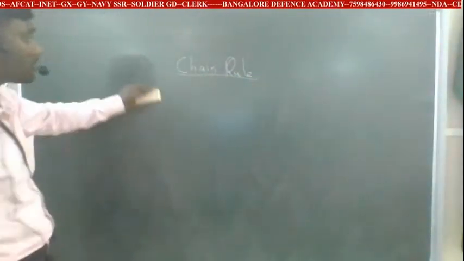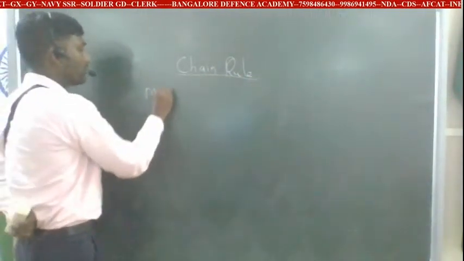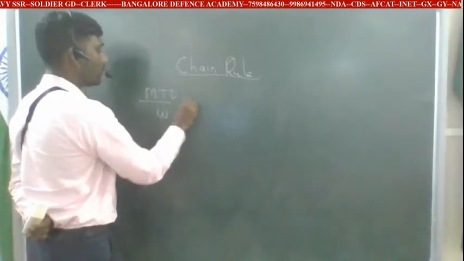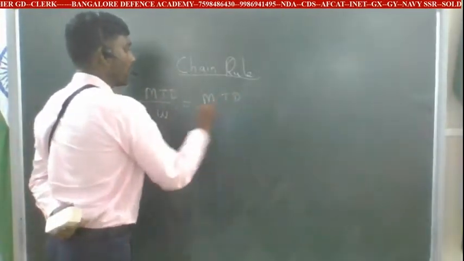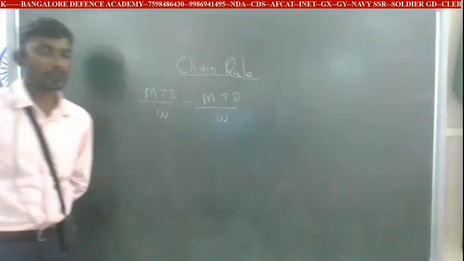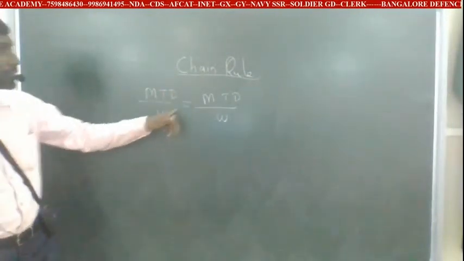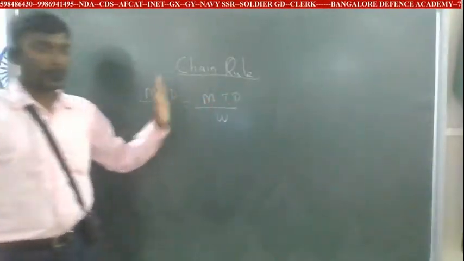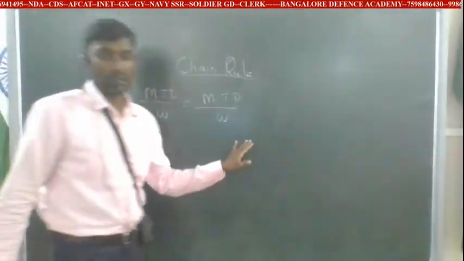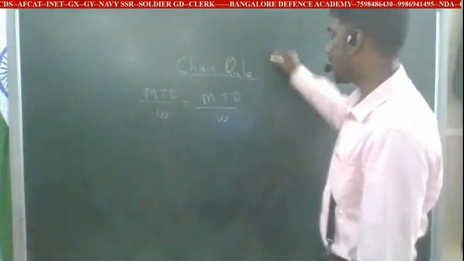Here there is a formula for this chapter, that is M T D by W is equal to M T D by W. Men, time, days, work. Based on this formula, one question they will ask you. This is a chain rule kind of chapter.